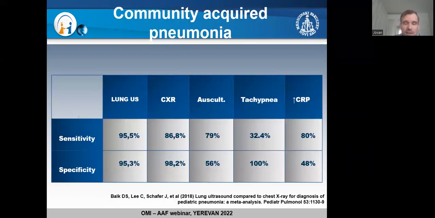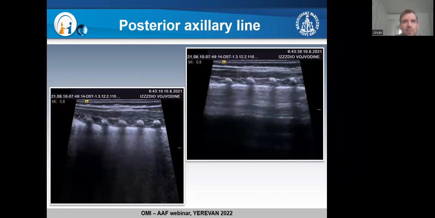Here you can see that in detection of community-acquired pneumonia, lung ultrasound really has very high sensitivity and specificity compared both to radiological and clinical parameters, even to lab parameters. And this is very important. I will have a short break here.